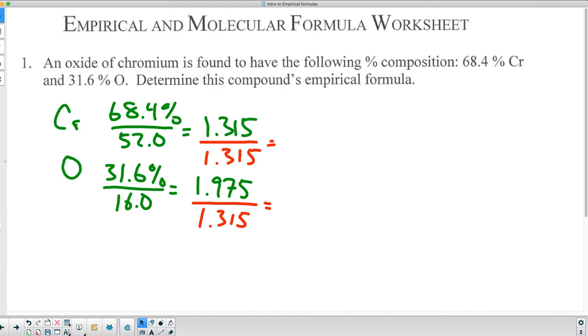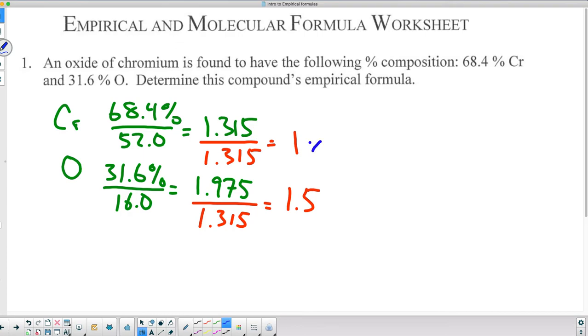My answer is 1.502, which is close enough to 1.5. So I get a 1 here because 1.315 divided by 1.315 is a 1, and 1.975 divided by 1.315 is 1.501 or 1.502. So that is close enough to a 0.5.